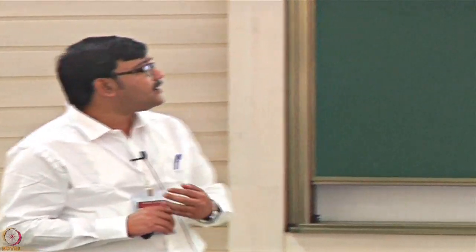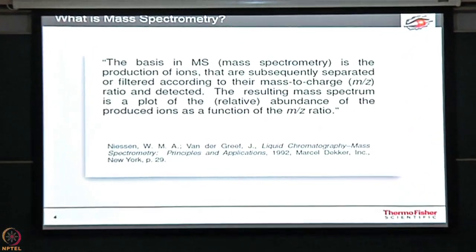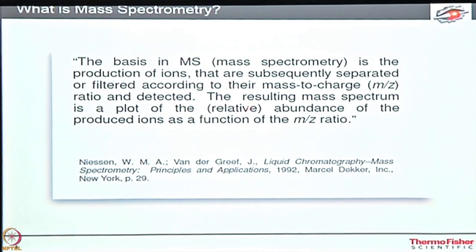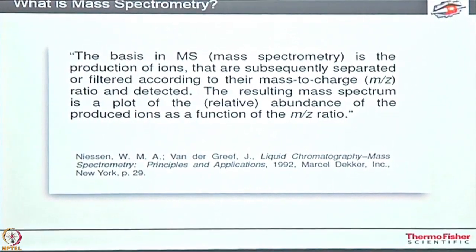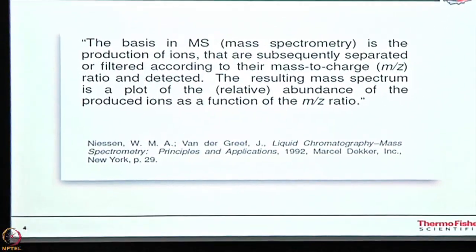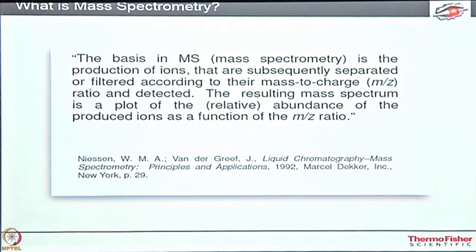Mass spectrometry basically is a production of ions that are subsequently filtered or separated by m/z. So we get a resulting mass spectrum of the abundance of produced ions as a function of m/z. If you look at any mass spectra, the x-axis will be the m/z value, mass by charge ratio, and the y-axis will be the abundance, either relative abundance or absolute abundance.